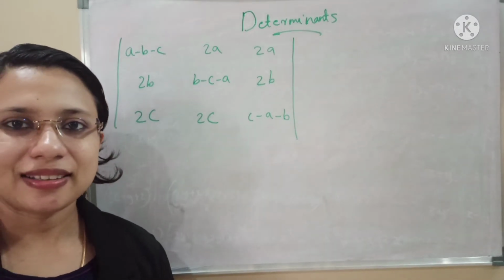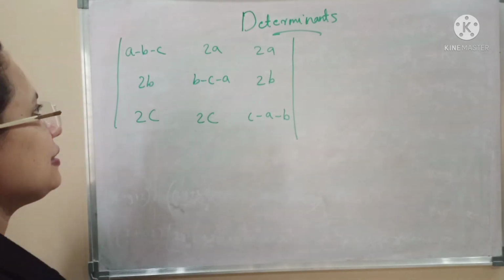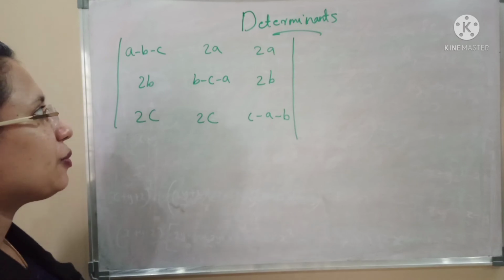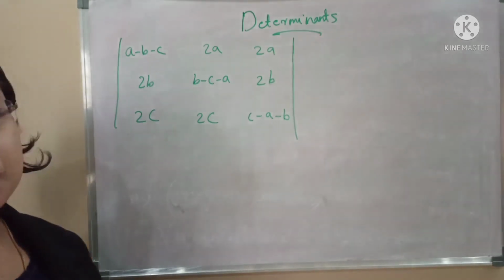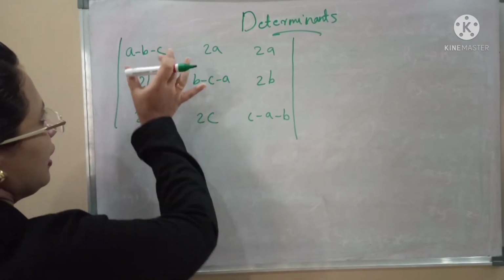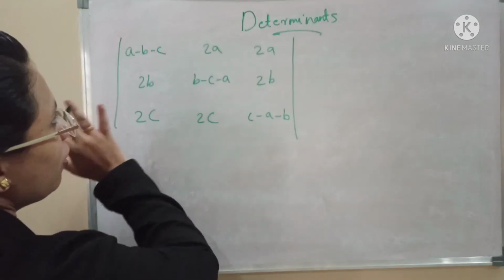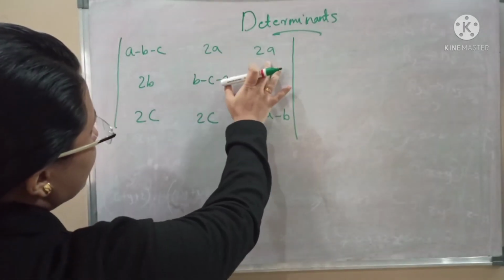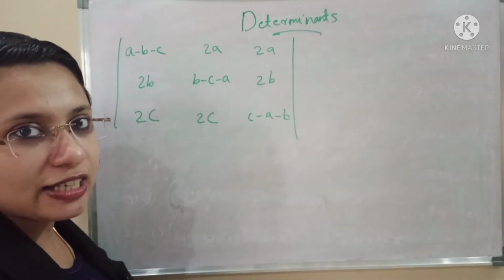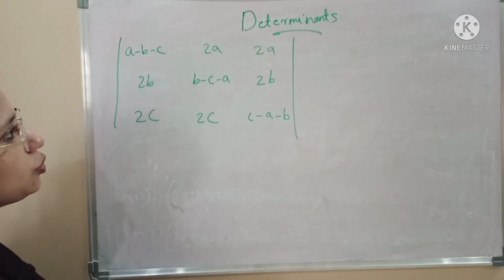Hello, welcome back. So we'll continue with our determinant problems. Let's see this problem. First of all, we know that we have to get a single element in the row or in the column, except that all other elements in that particular row or column, we have to make it as 0. Okay. So let's see what we can do here.